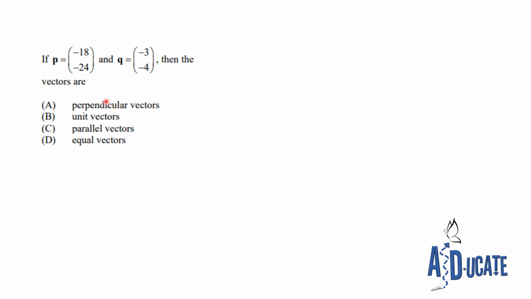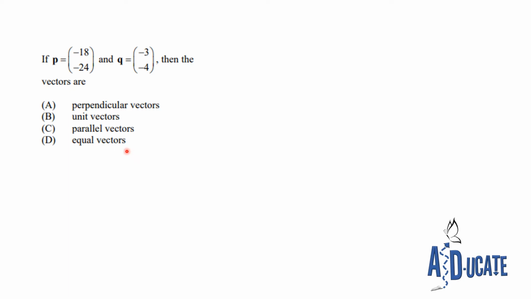In this question, we are given two vectors, vector P and vector Q, and we are to determine if these two vectors are perpendicular to each other, whether they are unit vectors, whether they are parallel to each other, or whether they are equal vectors. It is always good practice to look at the x and y components of each of these vectors. They are not the same, but we notice that they have the same sign before them. There's a negative sign before each of these components.